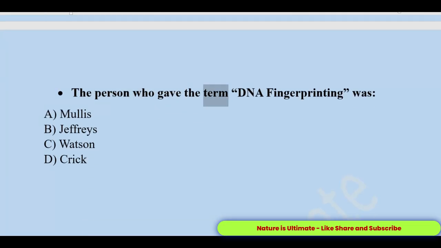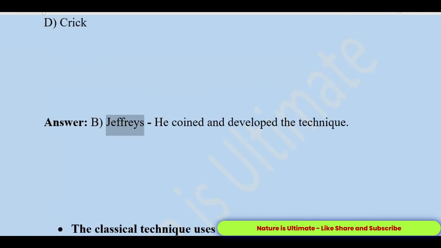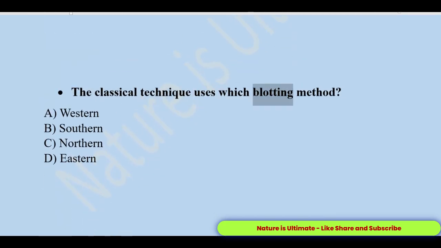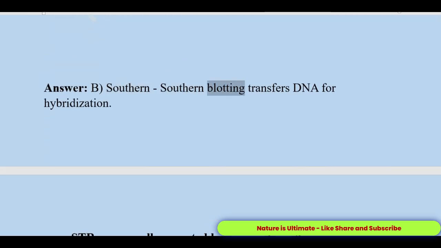The person who gave the term DNA fingerprinting was A. Mullis. B. Jeffreys. C. Watson. D. Crick. Answer, B. Jeffreys. He coined and developed the technique. The classical technique uses which blotting method? A. Western. B. Southern. C. Northern. D. Eastern. Answer, B. Southern. Southern blotting transfers DNA for hybridization.